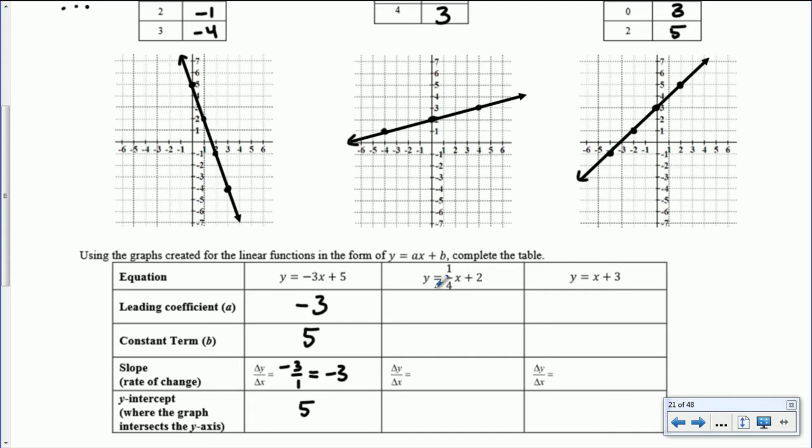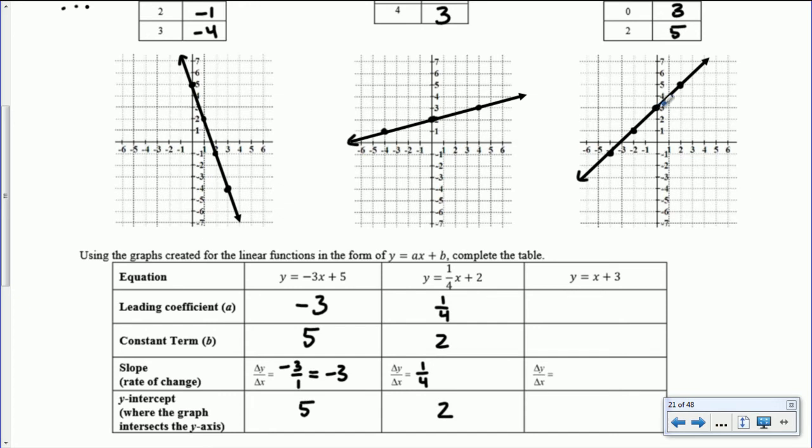Okay, next one. The leading coefficient is 1/4. The constant term is positive 2. And the slope we can get off the graph if you want. So the rise to get from here to there is 1. And the run is 4. So up 1, 4 right. That means 1 over 4 is our slope. And the y-intercept is at 2.